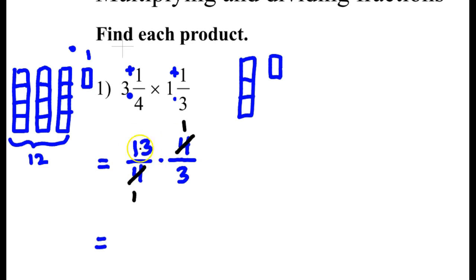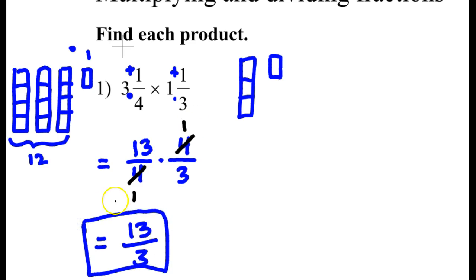All right, so now at this point, multiply the tops together. So we have 13 times 1 over 1 times 3 is 3. And the nice thing is, the cross-canceling is the same as reducing. So if you cross-cancel, you have reduced. You don't have to look at 13 over 3 and wonder, well, can I reduce that more? It's already done from the cross-canceling.